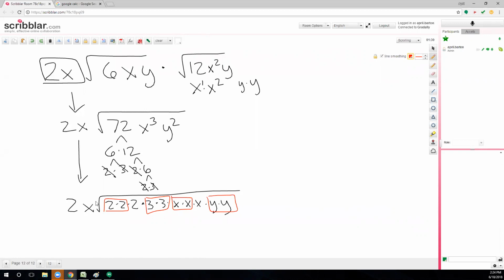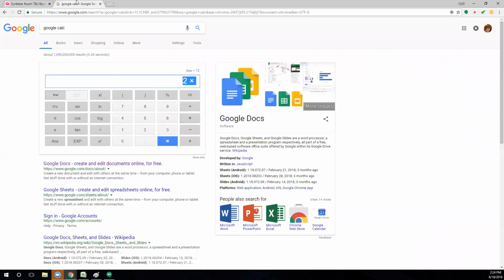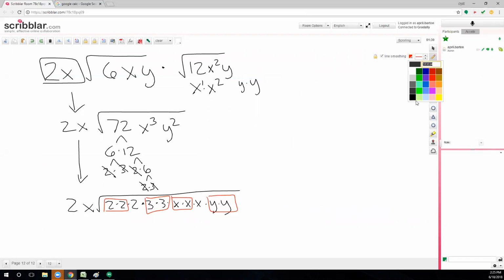2 times 2 times 3 times 3 is 36. X times x is x squared, and y times y is y squared. And then we have leftovers. We have the 2 and the x that didn't get in any of the groups, and they get their own square root.